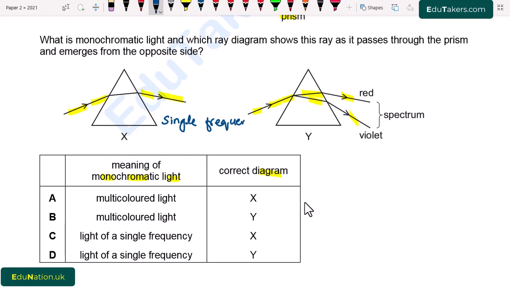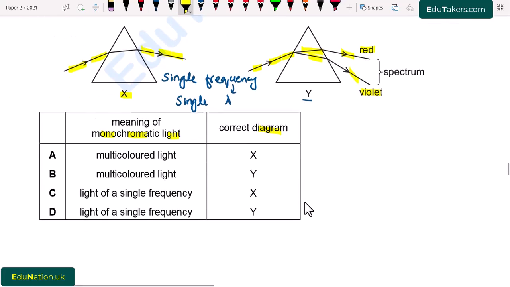When the frequency is single, then the wavelength should be single. But in diagram Y, two colors are shown, red and violet, and a spectrum is formed, which is incorrect because monochromatic light has only a single wavelength, which is shown by the one light in X. So the MCQs are: A, multicolored light and X. It is not correct because monochromatic light is a single frequency.